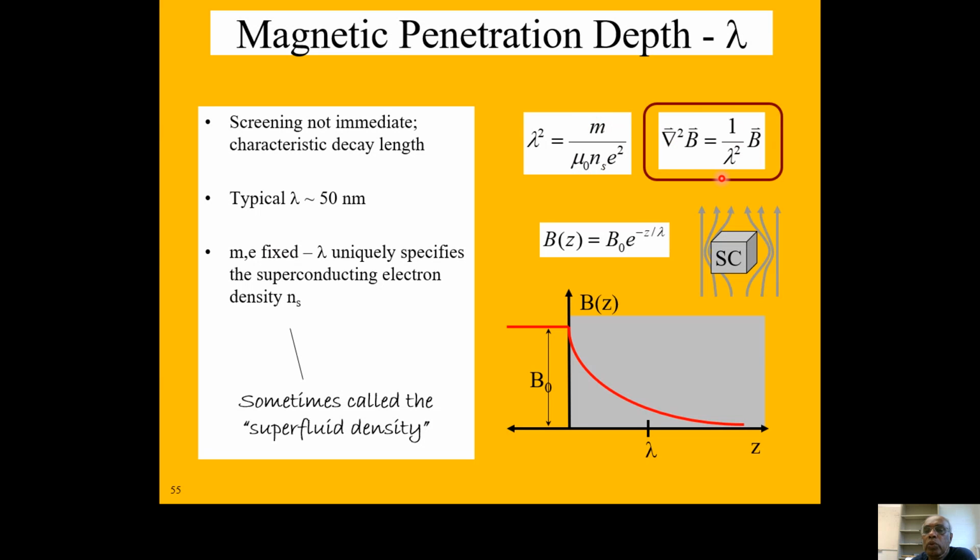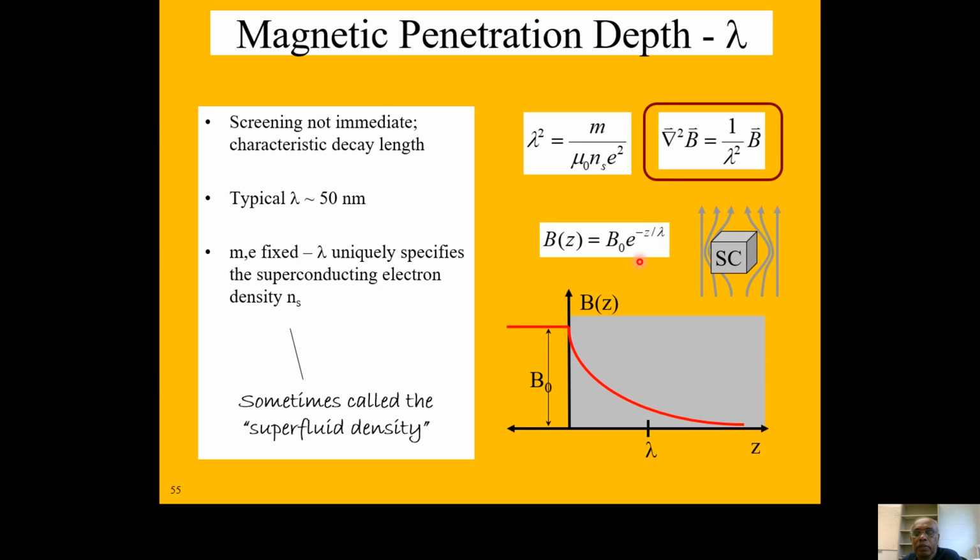We know the solution for this: B equals B0 e to the minus z over lambda, where B is in the direction of z. You can see this is an exponentially decaying magnetic field. So B decays like that. Here lambda is actually the penetration depth, right? That's what we showed. We know in the superconductor the magnetic field doesn't go to zero immediately; it goes through this penetration depth.